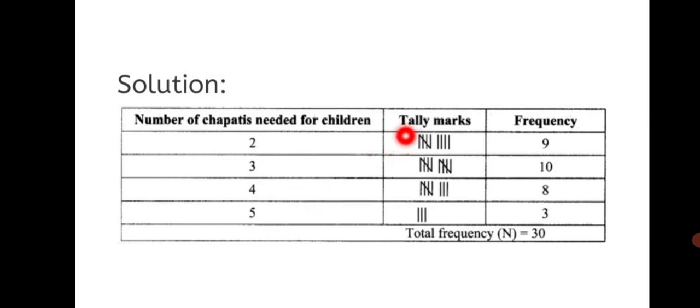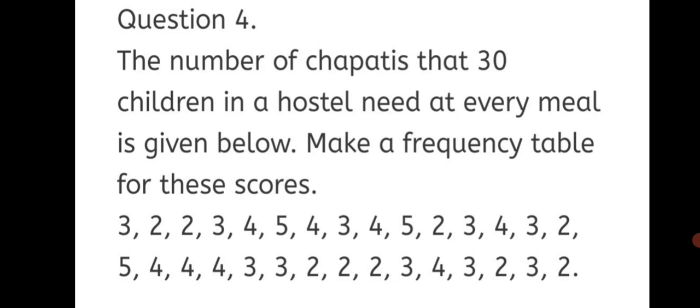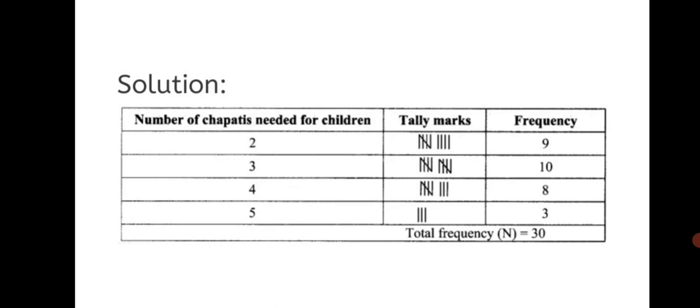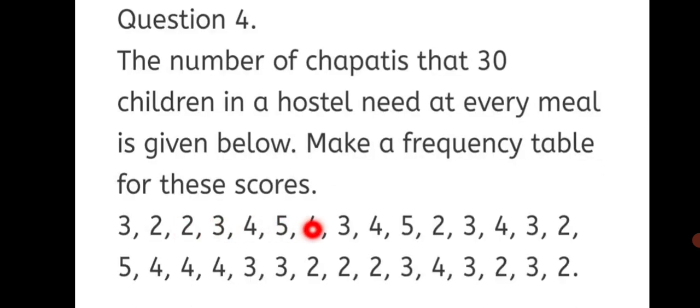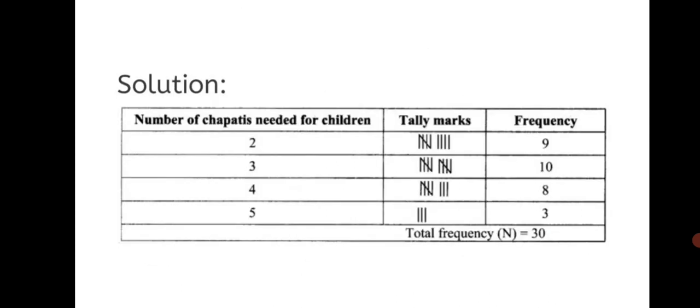For tally marks, you have to check the question. In the question, I can see 3 first, then 2, then again 2, then again 3. So what I will do, first next to 3, I will mark one standing line. Then next to 2, one standing line. Again 2, so a second standing line. Again 3, so second. So like this, go on till you complete each and every score from here. Once you complete all the scores, your tally marks are ready.